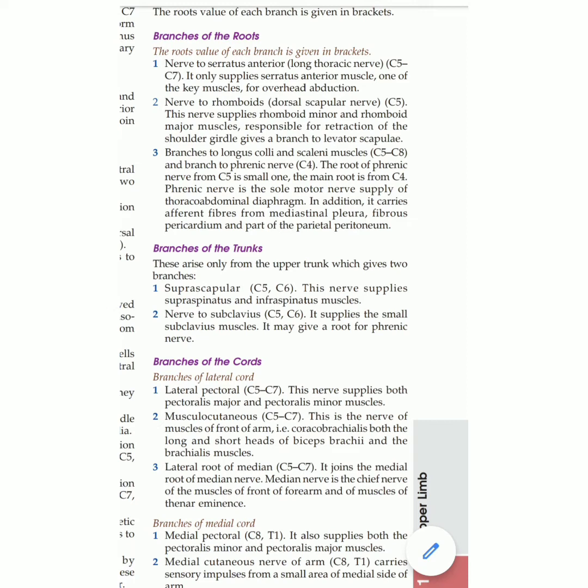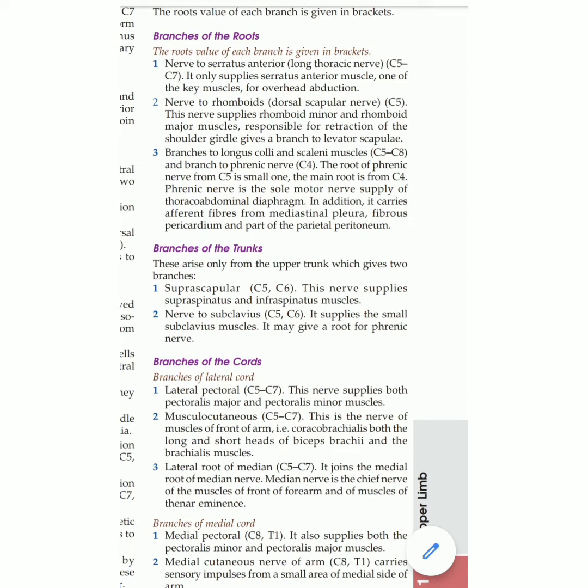3. Branches to longus colli and scalene muscles, C5 to C8, and a branch to the phrenic nerve, C4. The root of the phrenic nerve from C5 is a small one. The main root is from C4. The phrenic nerve is the sole motor nerve supply of the thoracoabdominal diaphragm. In addition, it carries afferent fibers from the mediastinal pleura, fibrous pericardium, and part of the parietal peritoneum.